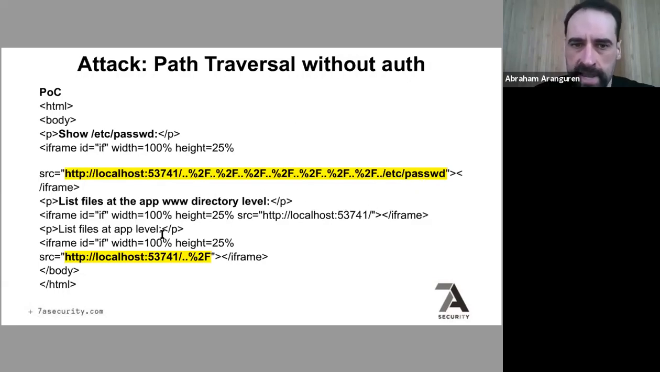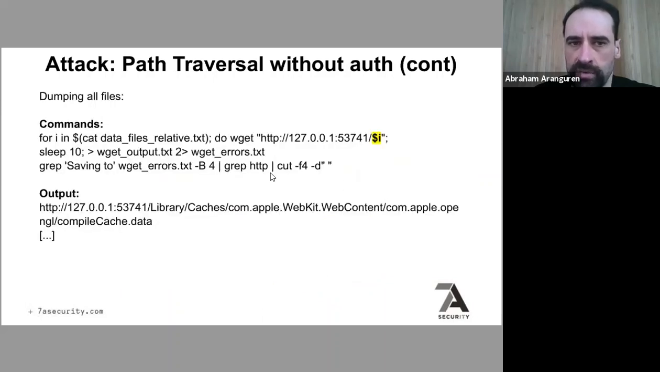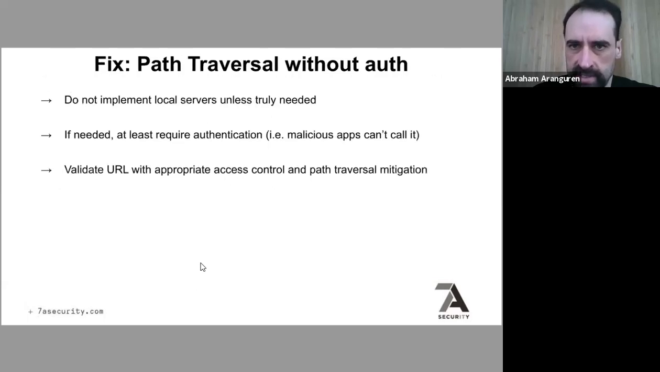So you can, for example, read /etc/passwd as well as read files from the application itself, or do a path traversal to see which files are there, right? So this is reading the /etc/passwd, this is reading the other files that the application had, and so on, right? So you could, for example, simulate a malicious application dumping all the files from the victim application with shell commands like this. So you could do for i in and then loop through all the relative paths. Then you can do wget of the local server and then the path of the file. So this is basically retrieving all the files and then you can just read all that, right?